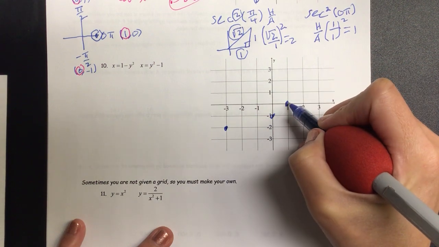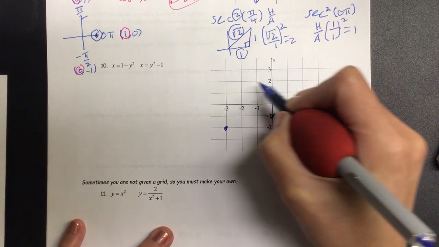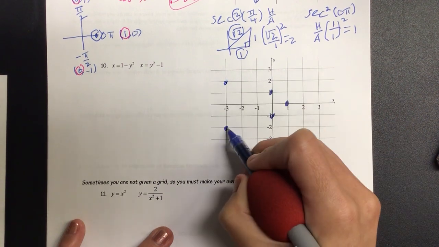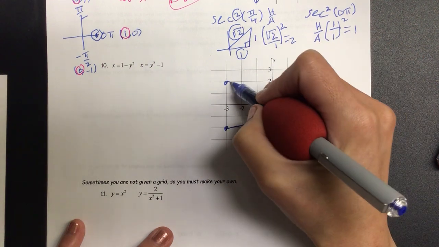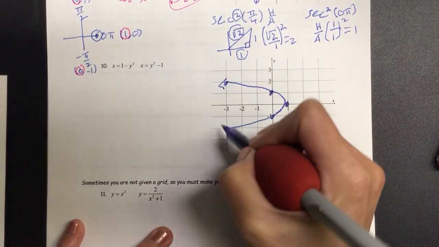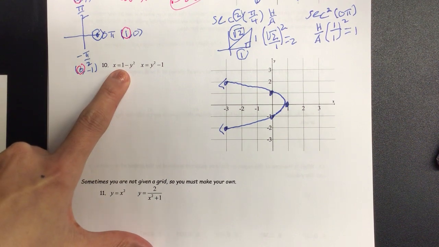Let's do the same thing from the 1 again. Go up 1, over 1. Go up 2, over 4. And then you can make your curvature. I guess we could end it right here. So that was this graph, and it is negative y squared, meaning it better go to the left.